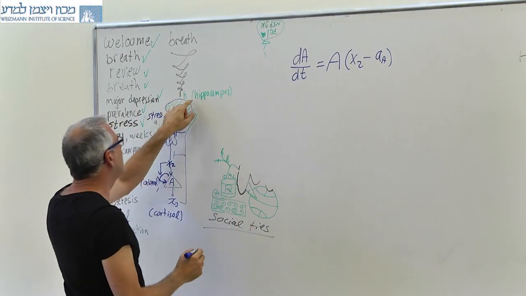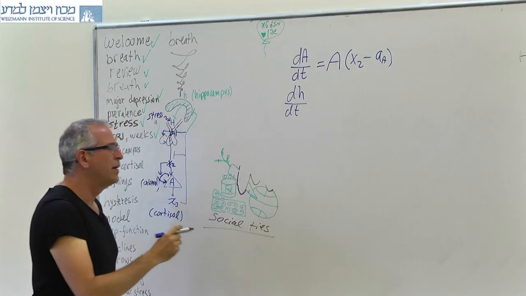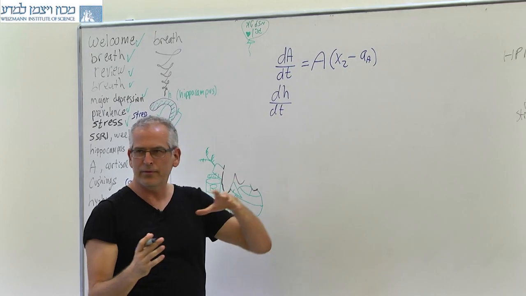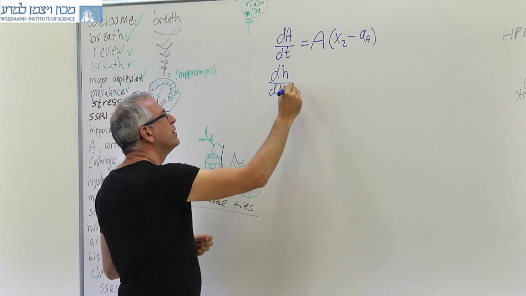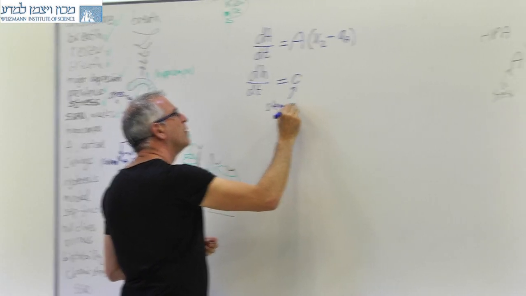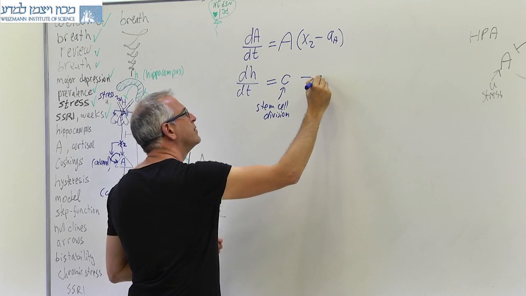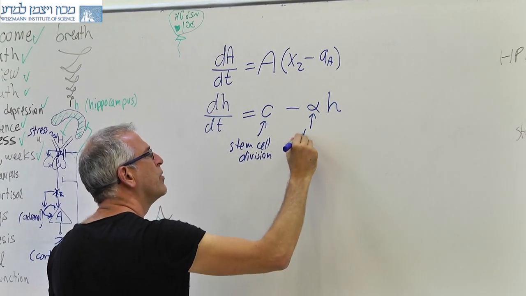And now I need to add equations for the hippocampus. Now this is a brain region. Unlike the A cells that divide to make new A cells, in this region there are stem cells that divide to make the neurons. So this is the rate of stem cell division, and this is the death rate.